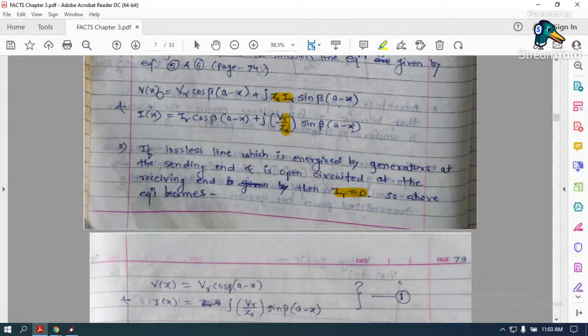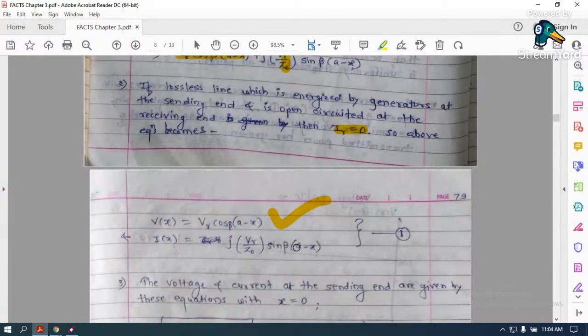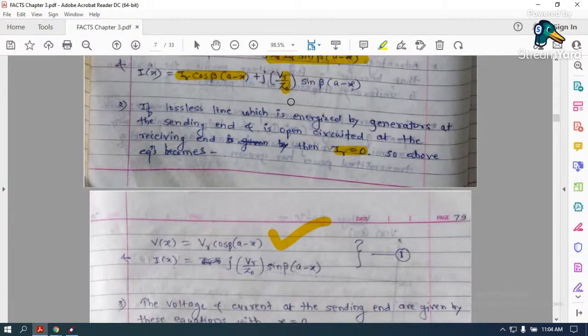What about this equation? V of x will be equal to VR cos beta (A minus x). I is 0, so this entire term will get cancelled out. Half term 0, you will get only VR cos beta (A minus x). Right? Now in this equation, I of x has I cos beta (A minus x), I is 0, just put it here, you will get 0. You will get only this term, VR upon Z0 sin beta (A minus x). Okay? I know VR upon Z0 is also IR, but that we do not put.